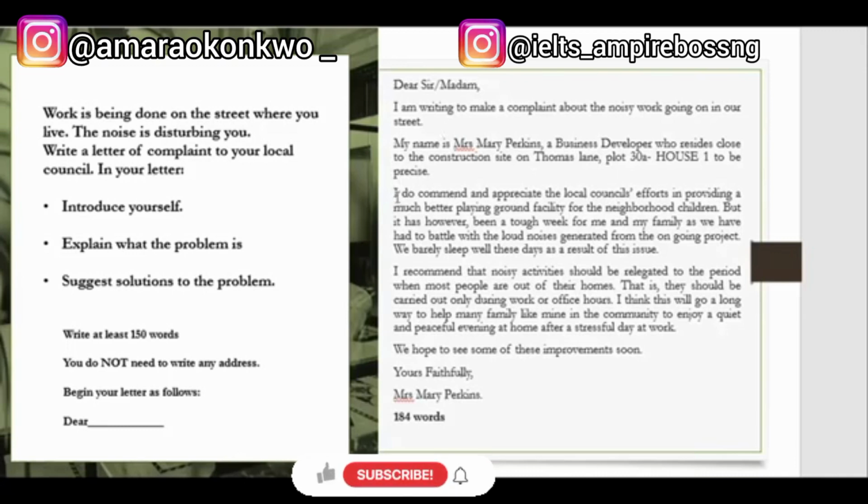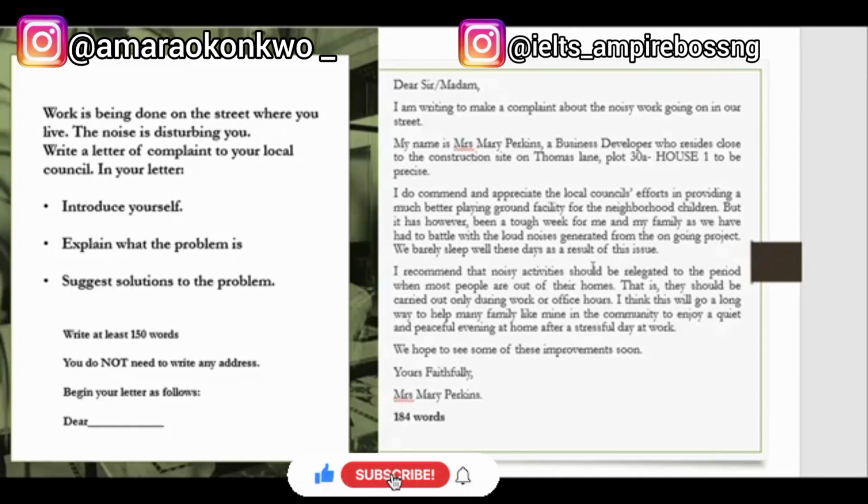Then I went on to the next bullet point. I do commend and appreciate the local council's efforts in providing a much better playing ground facility for the neighborhood children. But it has, however, been a tough week for me and my family, as we have had to battle with loud noises generated from the ongoing project. We barely sleep well these days as a result of this issue. So I've given an explanation of the problem here. Then the third one was suggest solutions to the problem. I just went in straight.